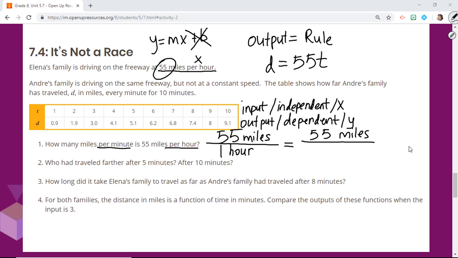How many minutes are in 1 hour? 60 minutes are in 1 hour. So 55 miles per hour is the exact same thing as writing 55 miles for 60 minutes. And remember the fraction bar is also division, so we can just go ahead and put that into our calculators. So 55 miles divided by 60 minutes is 0.916 repeating, and we're just going to go ahead and round that to 0.92. So 0.92 miles per minute.